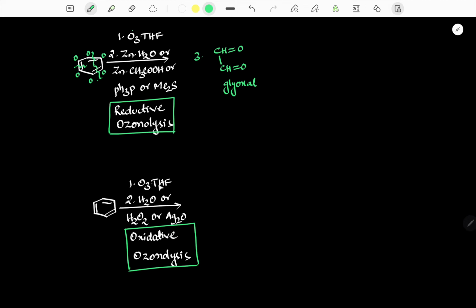Suppose benzene is treated with O3/THF, H2O, H2O2, Ag2O. In this case also we have to break the corresponding C=C, but because of the C-H bond, further oxidation is possible. Therefore, we should write COOH-COOH. It forms 3 moles and it is oxalic acid.